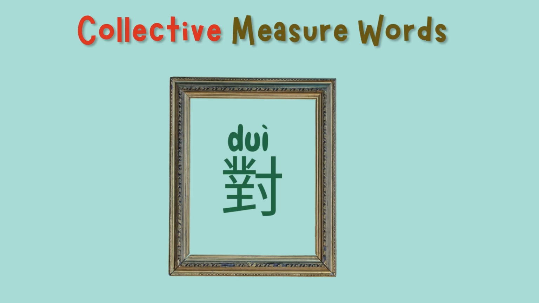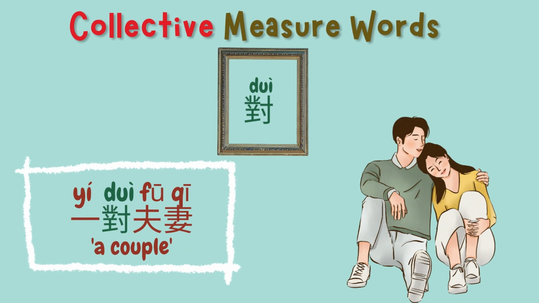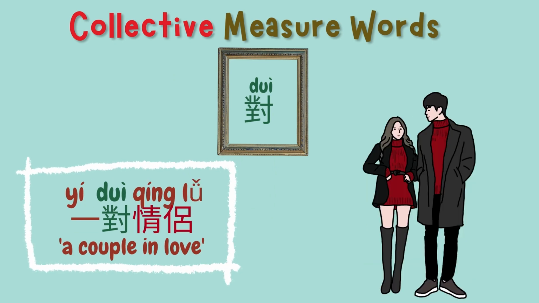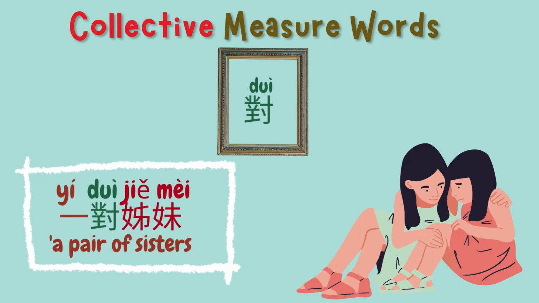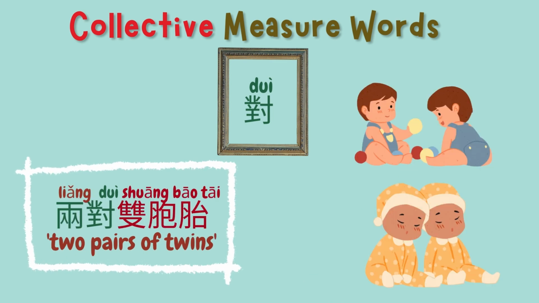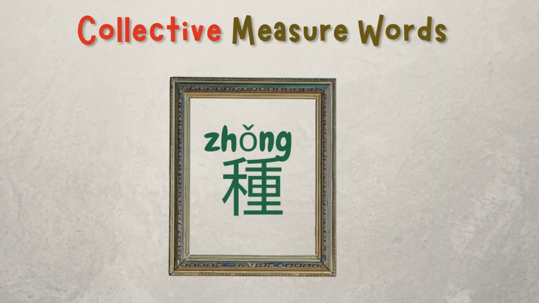In the Chinese language, the collective measure word 对 is commonly used to indicate a pair of people who are in a relationship, such as a couple, husband and wife, or partners. 一对夫妻, a couple. 一对情侣, a couple in love. 一对姐妹, a pair of sisters. 两对双胞胎, two pairs of twins.